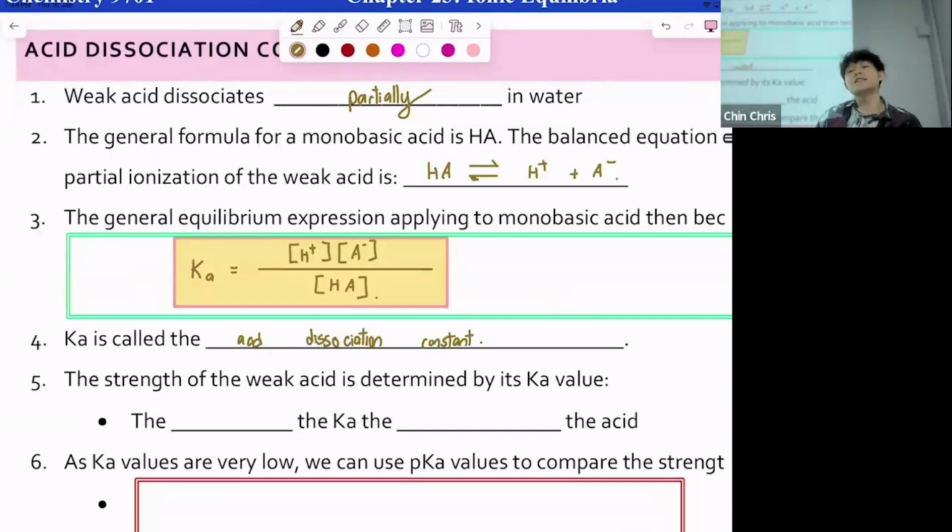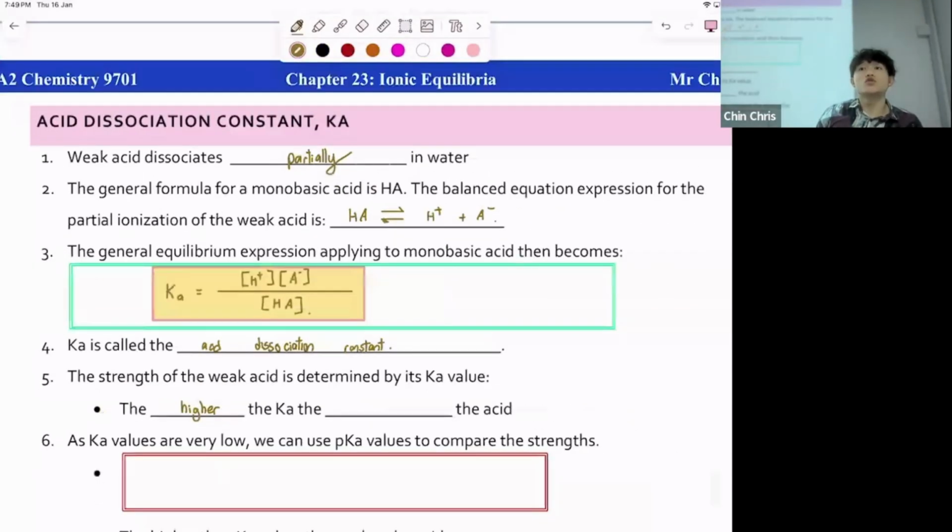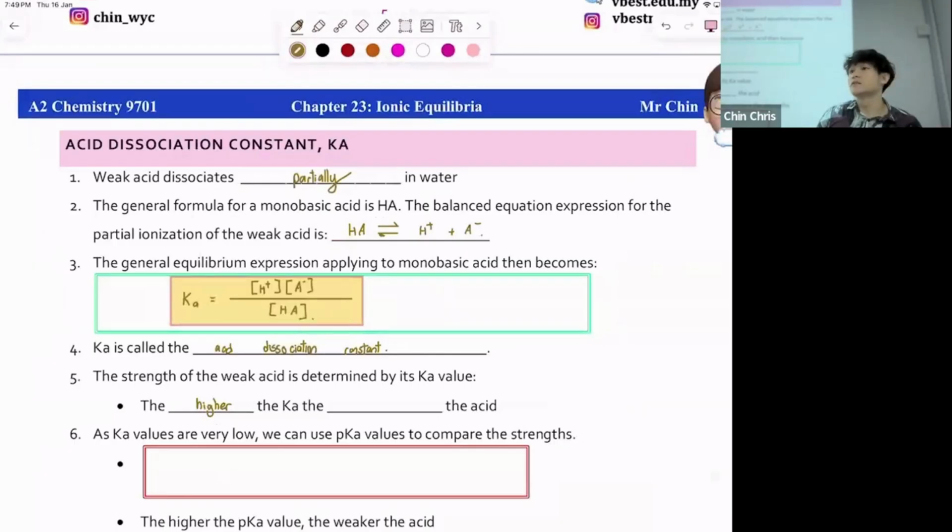Okay, guys, now let me ask you a question. Think first before you answer. The strength of any weak acid depends on Ka, which means the higher the Ka, the stronger or weaker the acid? Stronger. The higher the Ka, the stronger the acid. Well done. Now I want you to tell me why. What's the reason?